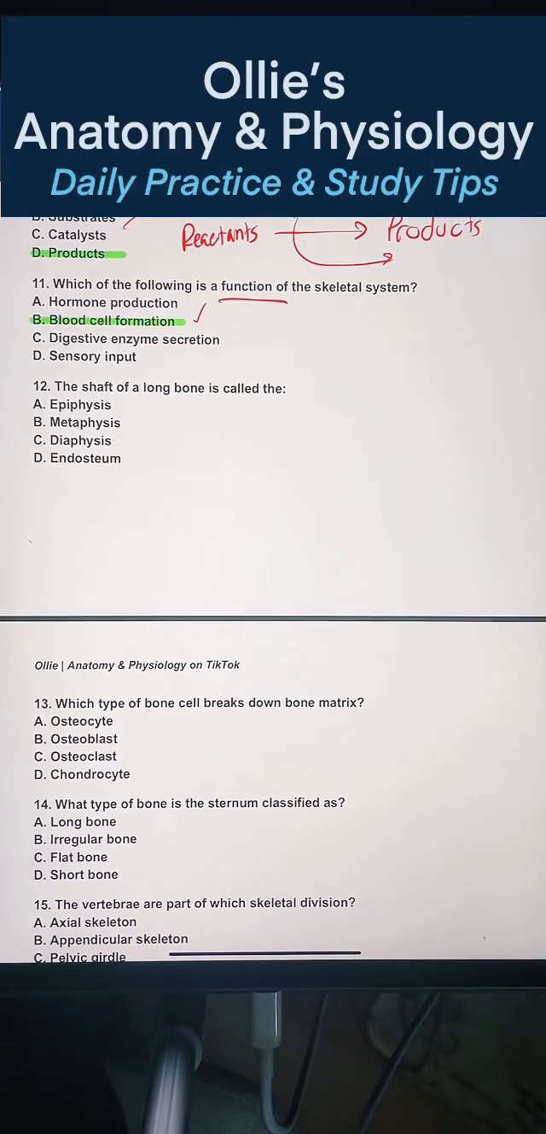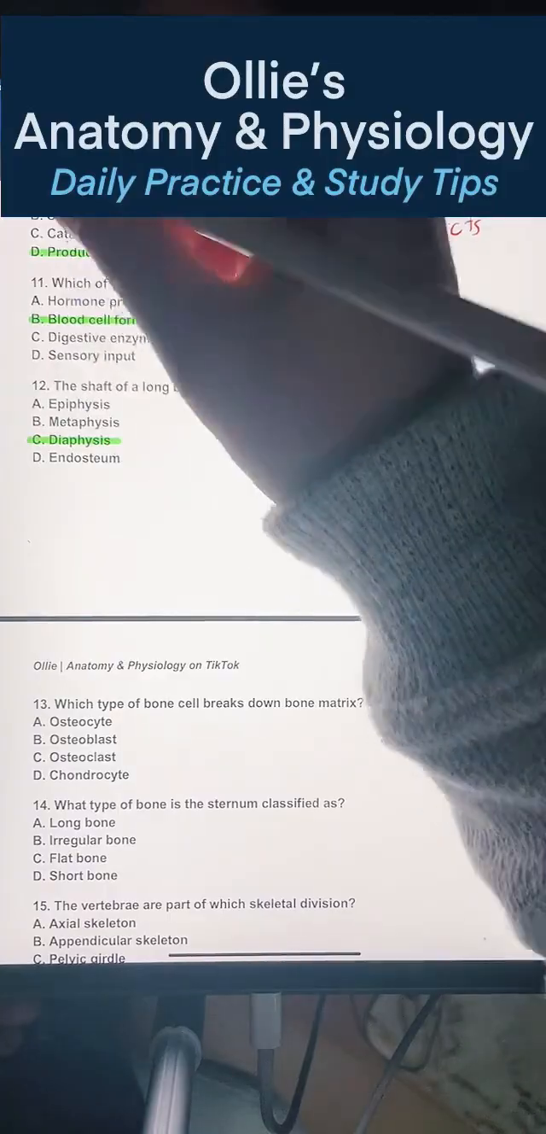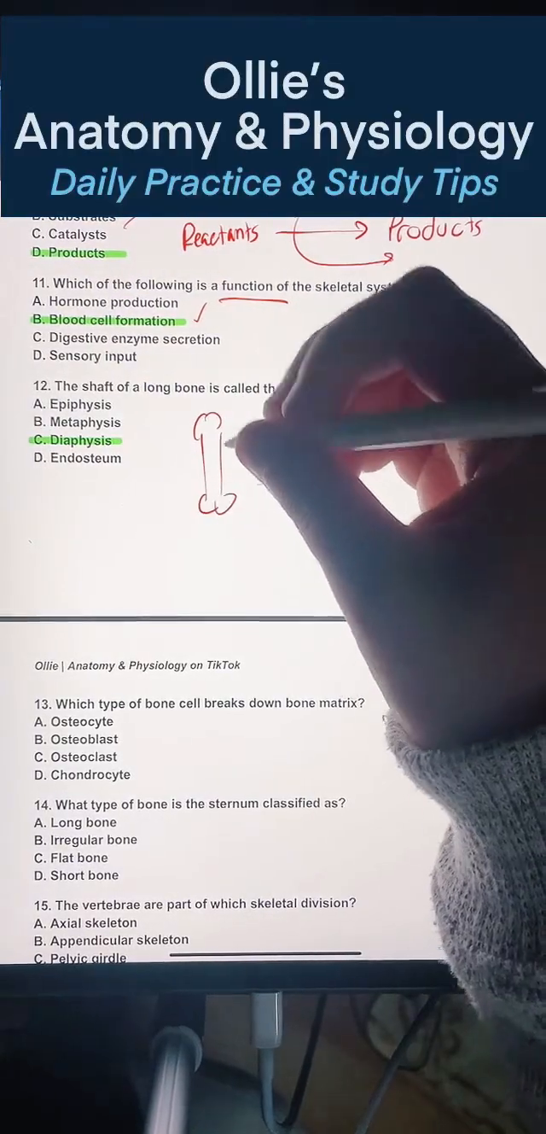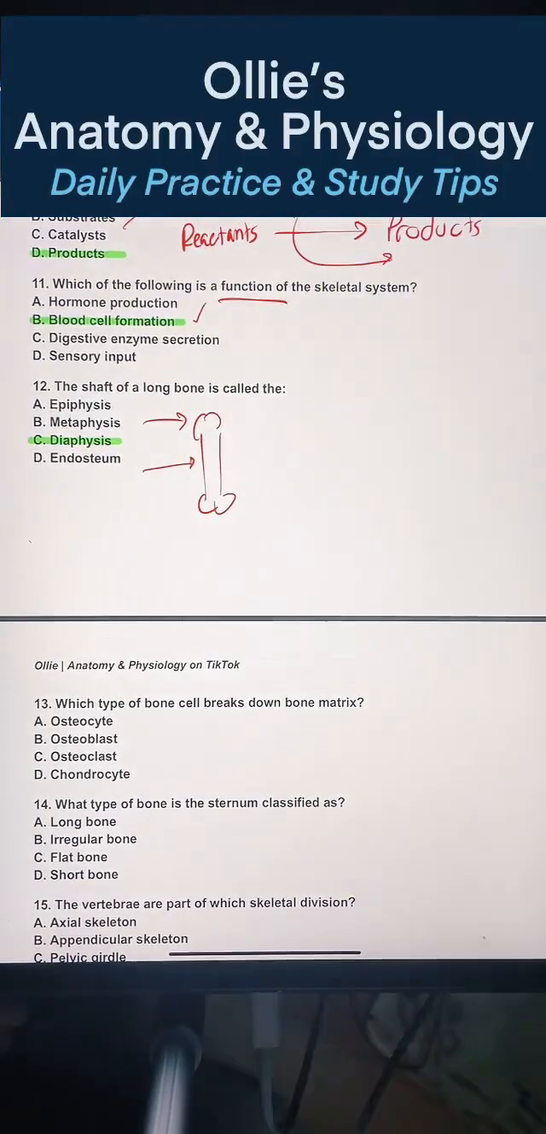Number 12, we have the diaphysis. So this is my crappy bone drawing, but the shaft here is the diaphysis, and then the ends of the long bone are the epiphysis.